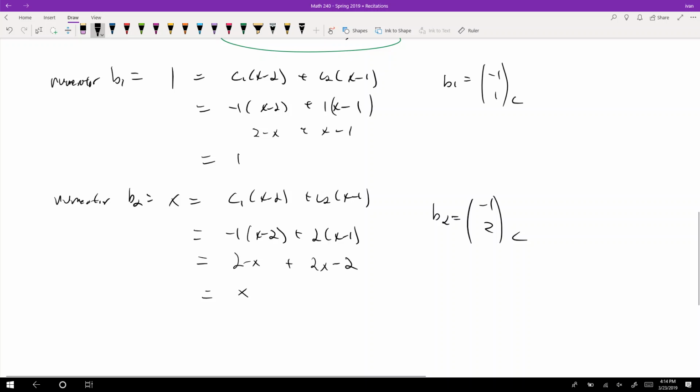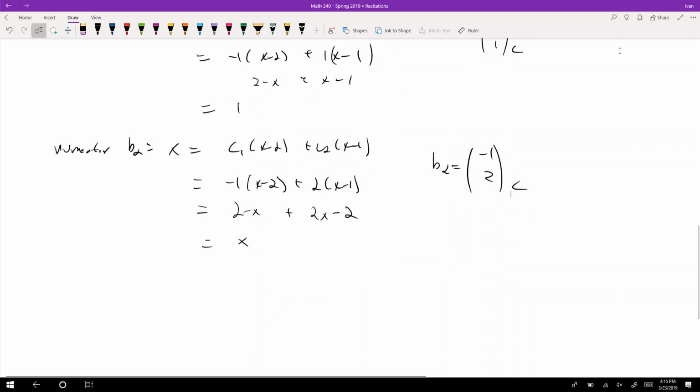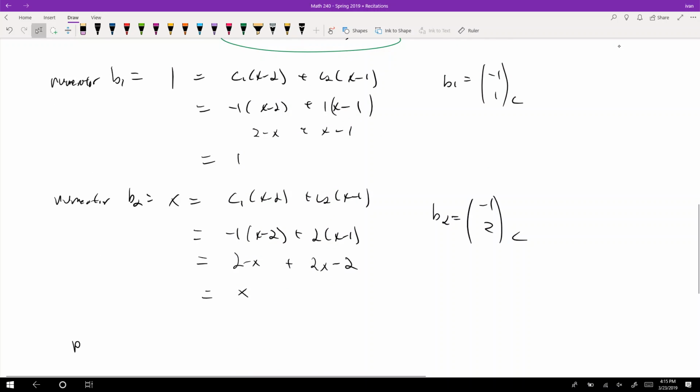Now, next step. Now we throw this in. We have B1 and B2 in terms of C. So P from B to C is equal to negative 1, 1, negative 1, 2. Okay. Any questions so far?